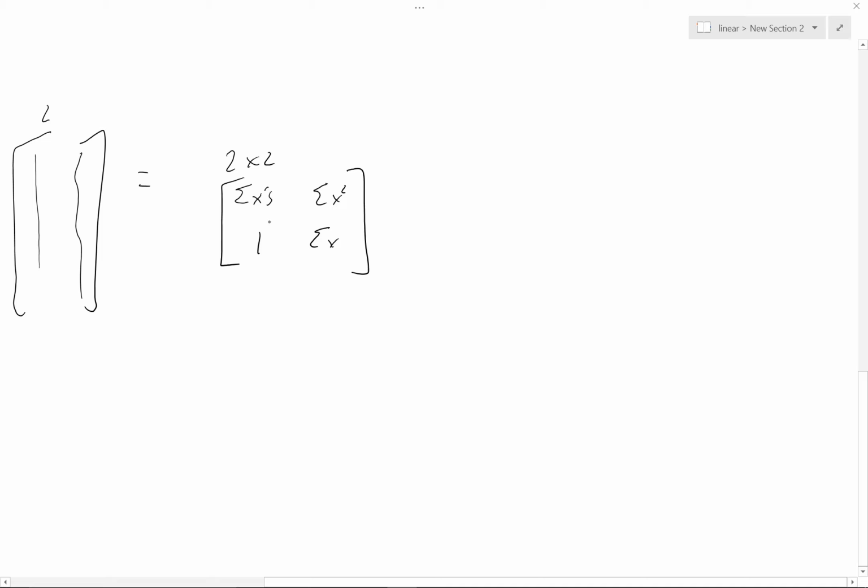Because now I need to take the inverse of this guy. So when I take inverses, what happens? Okay, we flip and switch, right? So we flip and switch them.